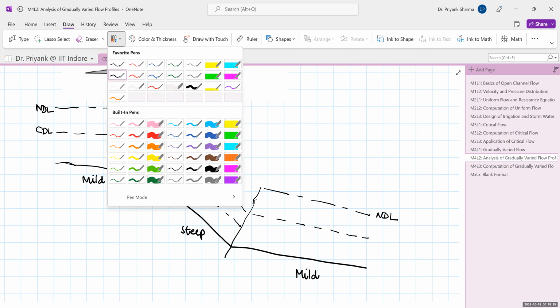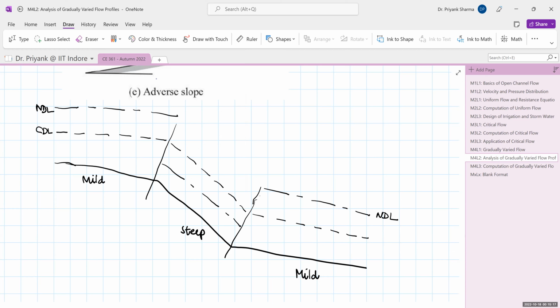So water would follow the NDL path. So here you can see there would be a drawdown, so it will meet the CDL. So I will make a dashed line and it will meet here. So this is a drop. So M2, here again a drop, so it will be S2.